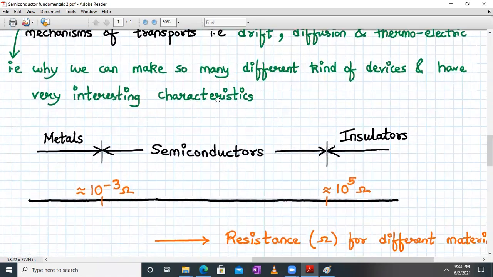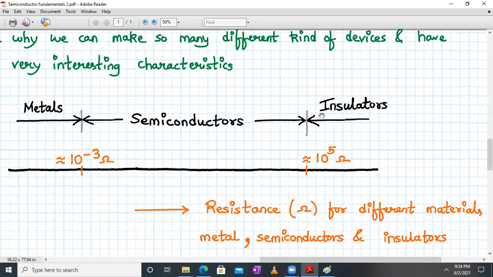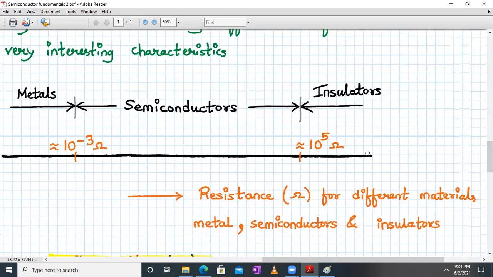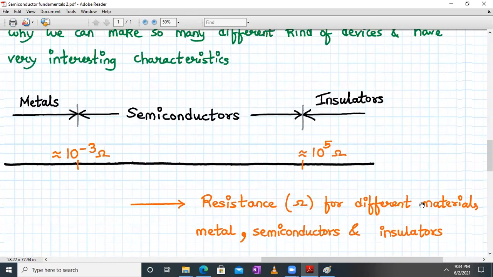Now, another fact of difference between metal, semiconductor and insulators, this is just for information. The x-axis is the resistance for different materials, that is metals, semiconductors and insulators. For metals, the resistance is very, very low. Low resistance means very high current, so it is very highly conductive, in the order of 10^-3 ohms for metals. For insulators it is in the order of 10^5 ohms. Any material having this property will be termed an insulator, as it has very high resistance.